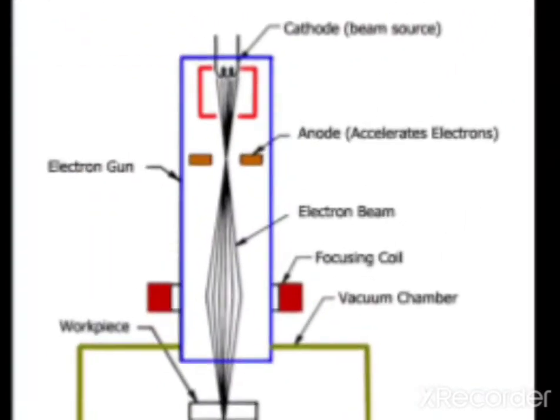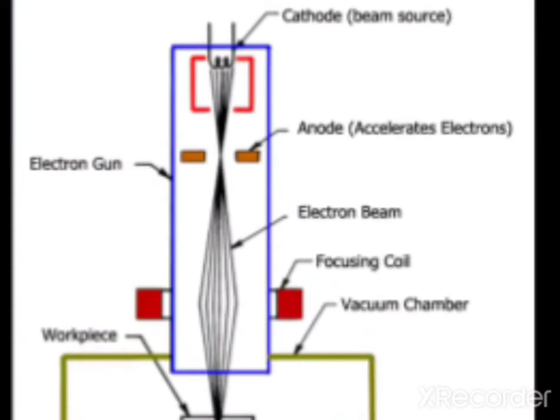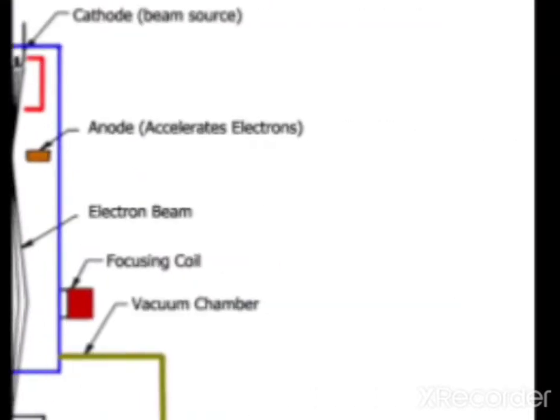See, this is the process. With the help of this beam source, we are creating electrons. That electron gets accelerated with the help of the anode. Then through this focusing coil it is concentrated over the workpiece, and this whole welding is done in vacuum to avoid the collision of electrons with air molecules.